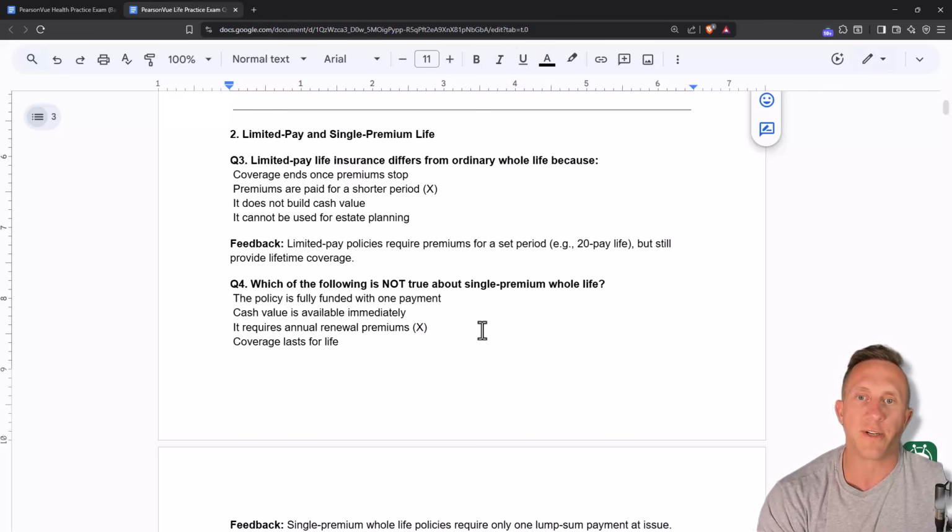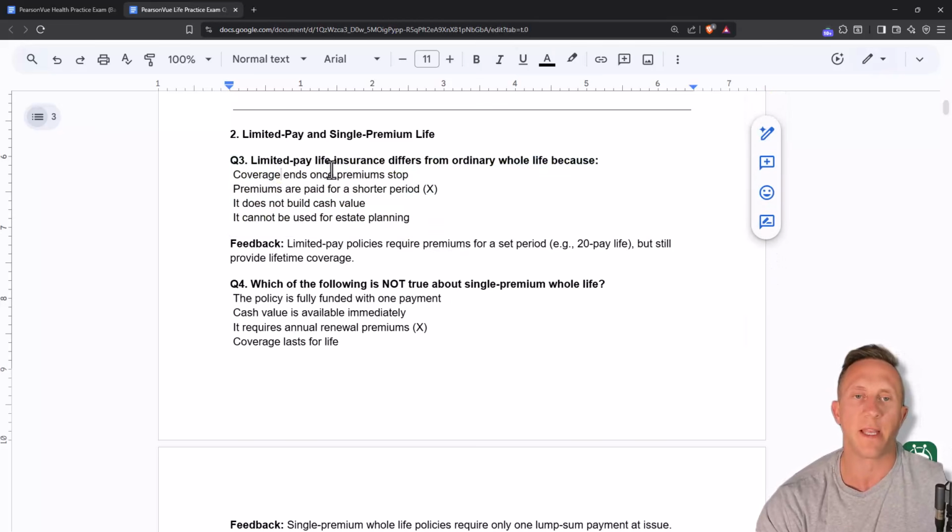Limited pay life insurance differs from ordinary whole life because, so now we're looking here, what is the difference between limited pay life insurance and ordinary whole life insurance? Limited pay is a whole life policy. Coverage ends once premium stops. That's not true. Limited pay policies, coverage keeps going after the premiums stop. Premiums are paid for a shorter period.